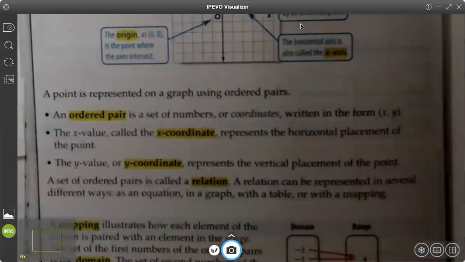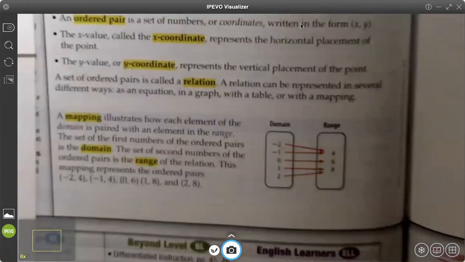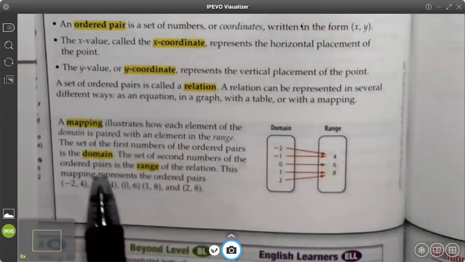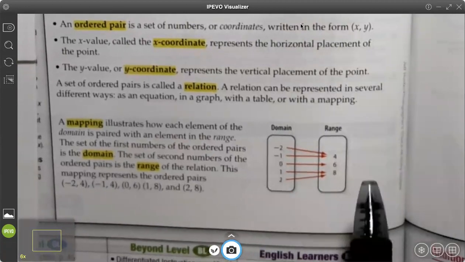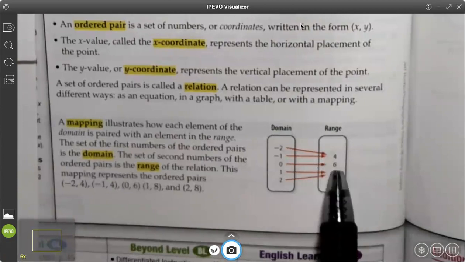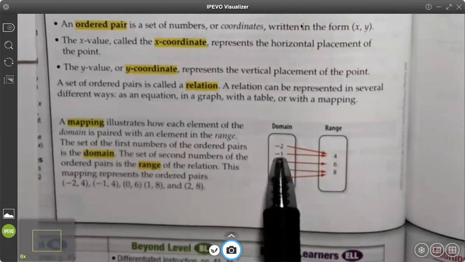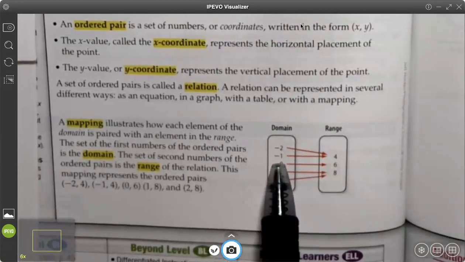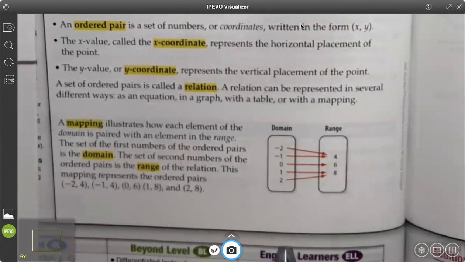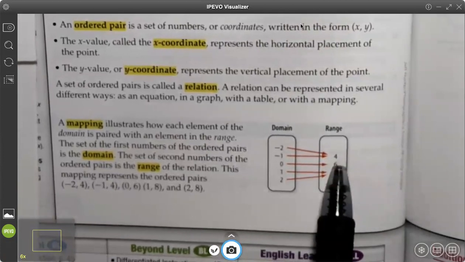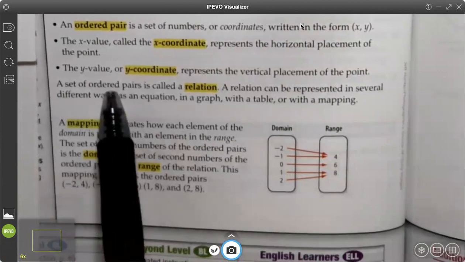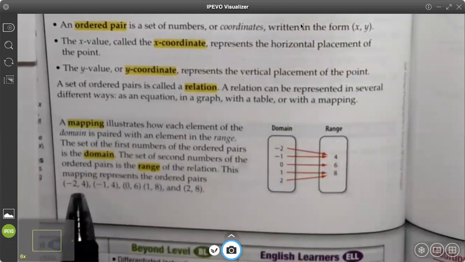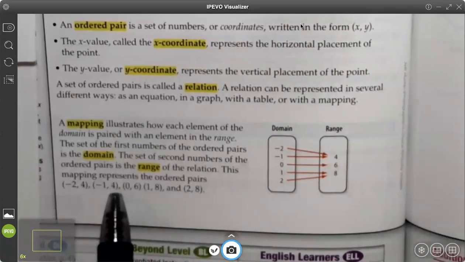A mapping illustrates how each element in the x values or the domain is paired with each element in the y values or the range. X values, y values, domain, range, independent, dependent, input, output. We'll look at that some more, but a set of ordered pairs is called a relation. Here is a set of ordered pairs. So this is a relation.